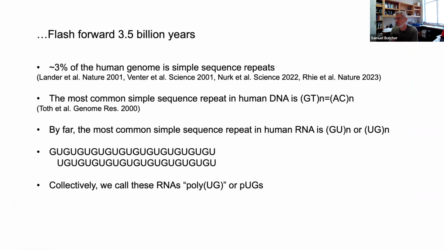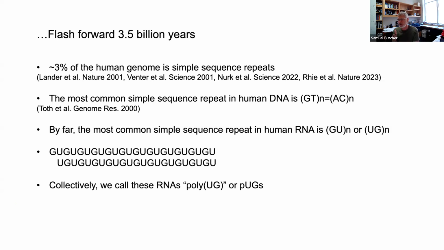So it seems like a plausible thing that may have happened at one time. But if we go ahead in time to modern day, we see that about 3% of the human genome is simple sequence repeats. That's more than the percentage of the genome that codes for proteins. So there's a lot of repetitive elements. The most common simple sequence repeat in human DNA is GT and AC repeats.